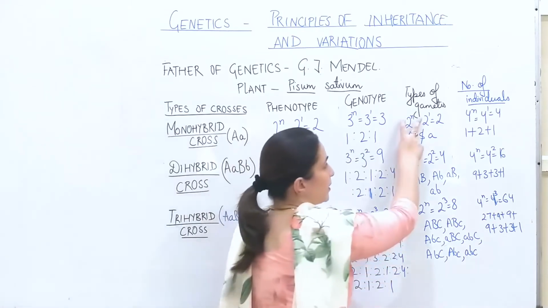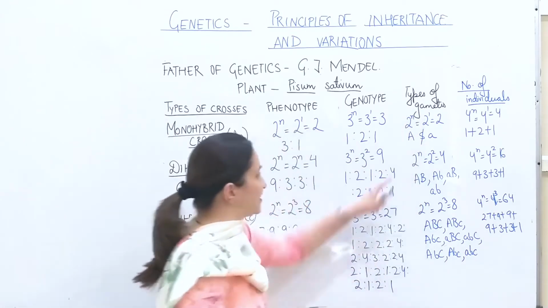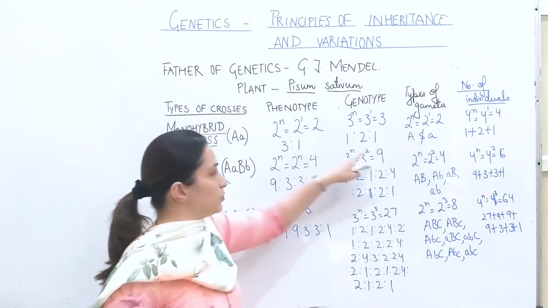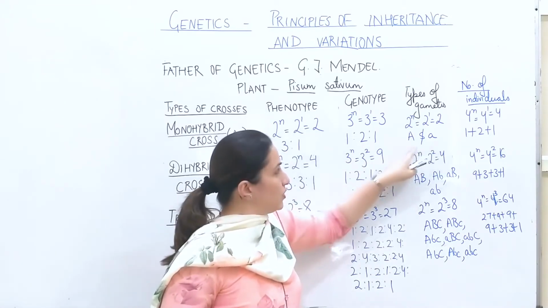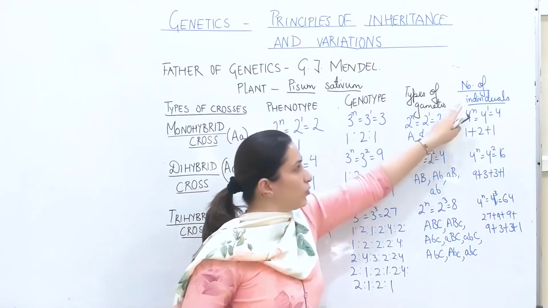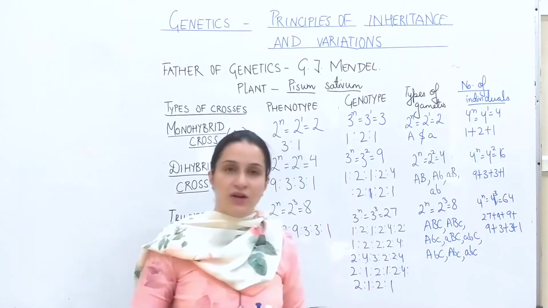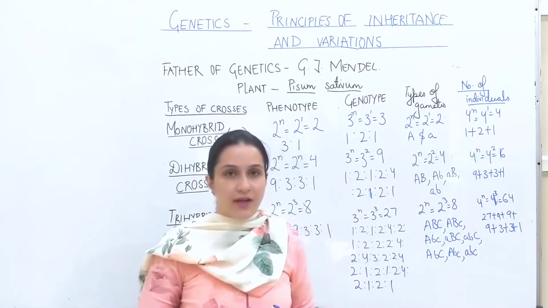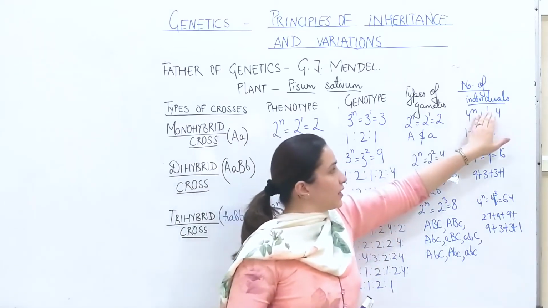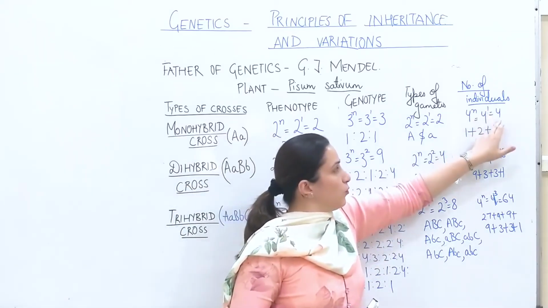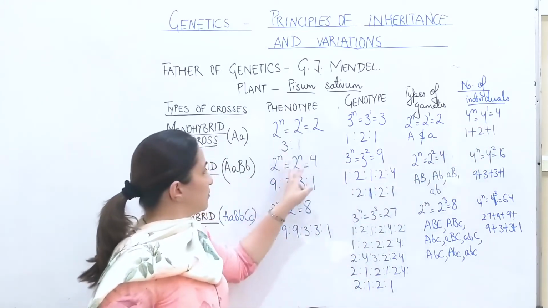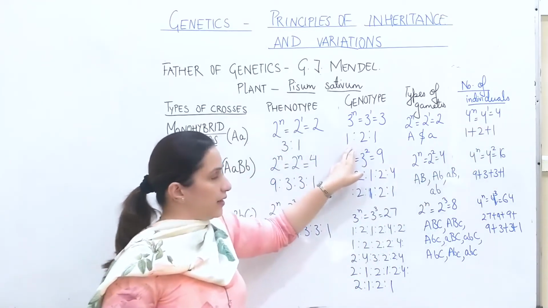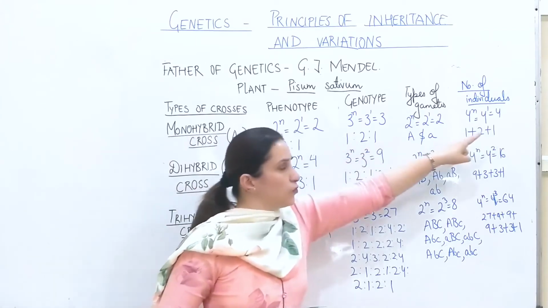For finding the types of gametes, the formula is again the same as that of phenotype, that is 2 raised to power n, and the value is 2, as there are 2 types of gametes, capital A and small a. For number of individuals, we have another formula, that is 4 raised to power n. And here the value of n is 1, so 4 raised to power 1 is 4. In this case, we are going to add all the values of the genotype, that is adding 1 plus 2 plus 1, that is 4.